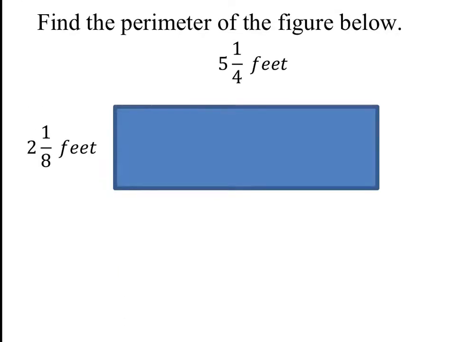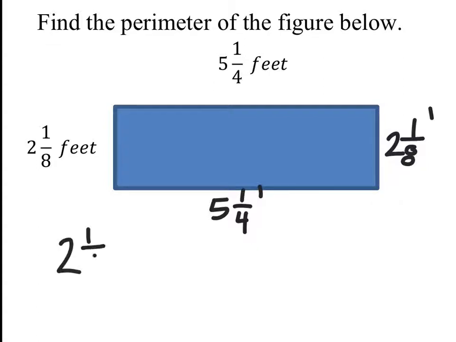Alright, let's find the perimeter of this rectangle. Well, if I want the perimeter, I need all the side lengths. And over here, that shows 2 1/8 foot. So that means the opposite side is also 2 1/8 foot as well. And so on the bottom part here, the base, that'd be 5 1/4 foot also. So what we have here is 2 1/8 plus 5 1/4, right? Now that would be half the perimeter.